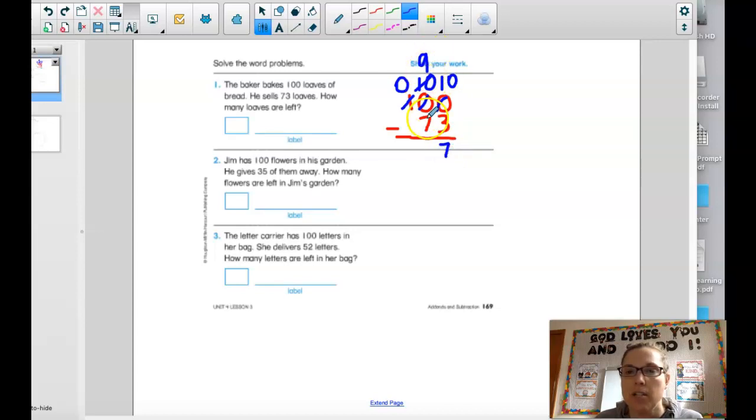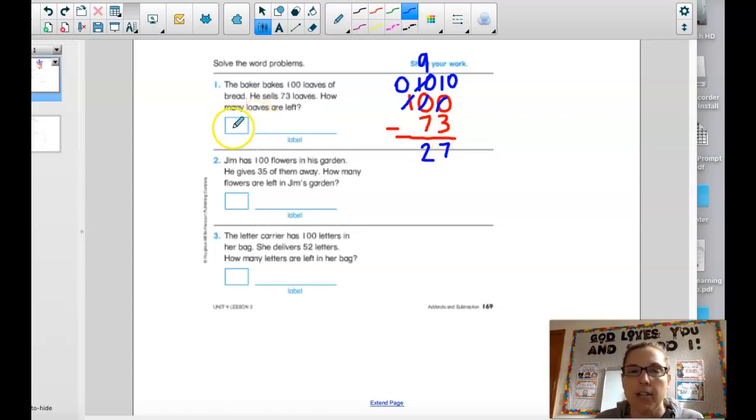9, take away 7, write it. 9 take away 7 is 2, and 0 take away nothing is 0, so we don't have to write that. So our final answer then is 27. 100 minus 73 is 27.